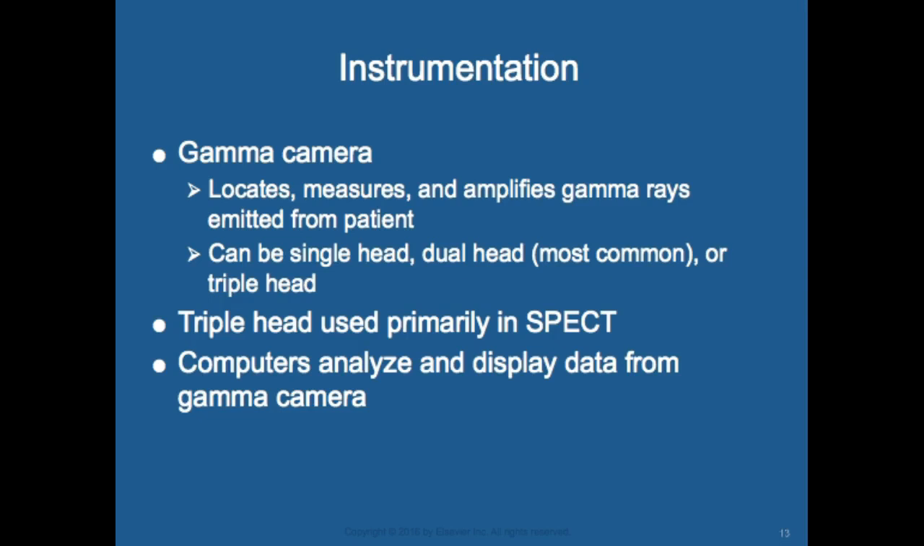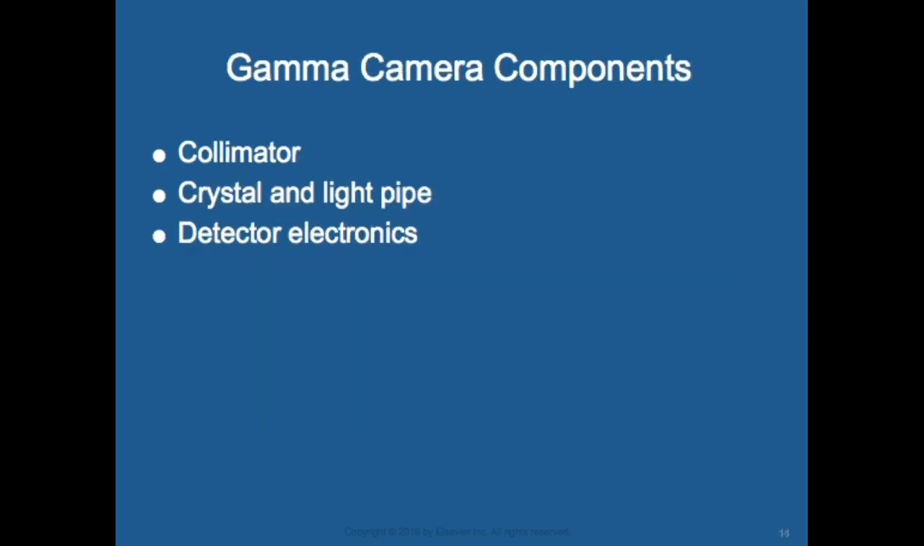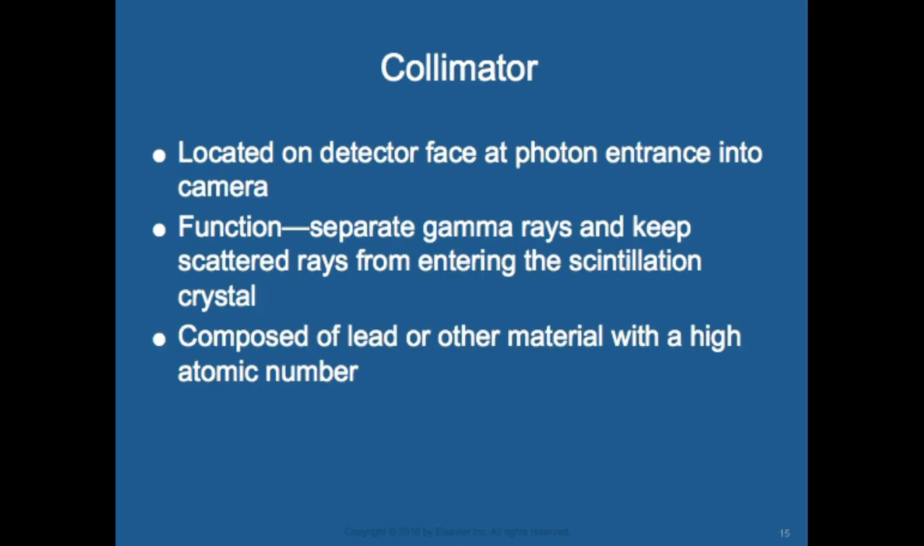Gamma camera. It localizes, measures and amplifies gamma rays emitted from the patient. It can be single head, dual head, which is the most common in facilities nowadays, and then there's triple head. The triple head is usually used in SPECT as a special type of camera. Computers analyze and display data from these gamma cameras. The components of a gamma camera are the collimator, the crystals, the light pipes, and the detector electronics.